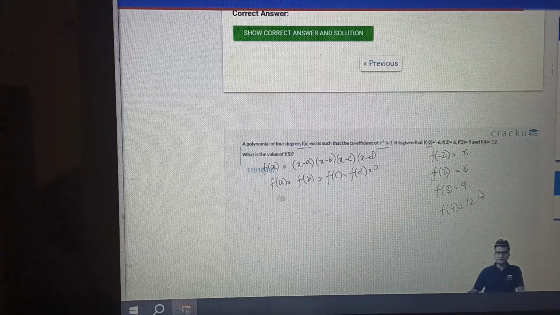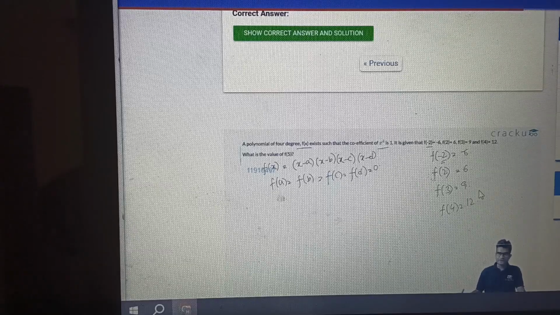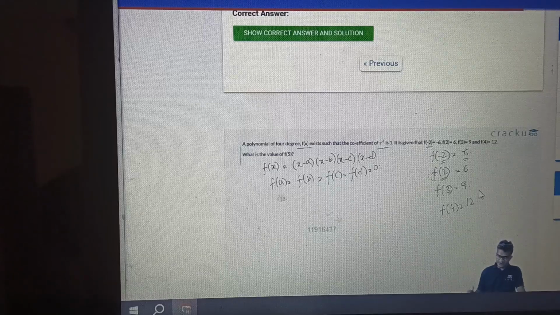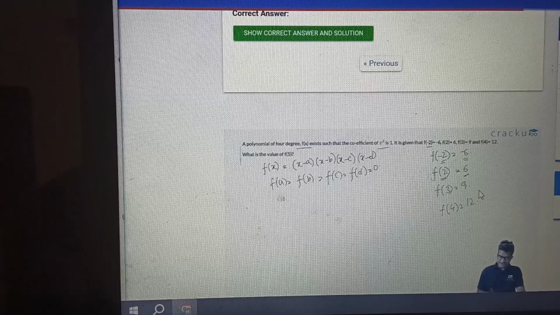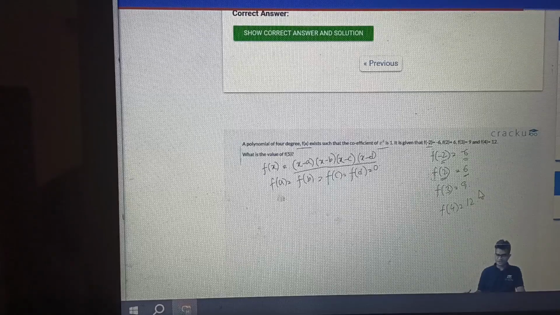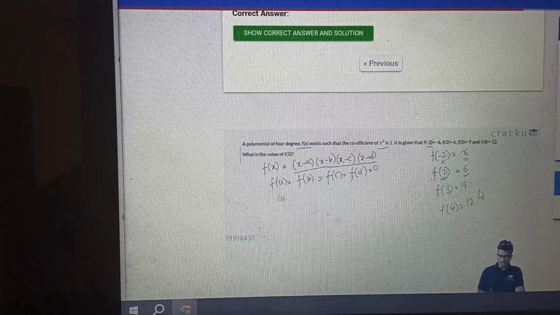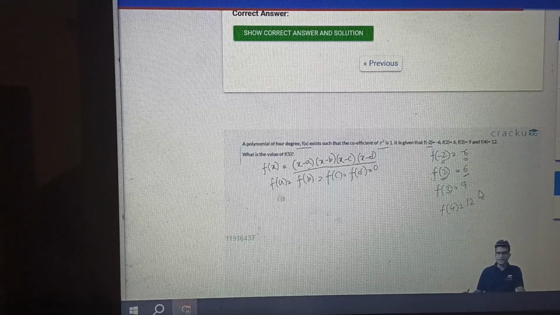One crude way of solving this is by substituting the value of x to be equal to minus 2 and then equating that to minus 6, substituting the value of x to be 2 and equating (x minus a)(x minus b)(x minus c)(x minus d) to 6, and so on. So you'll get 4 equations and 4 unknowns. The unknowns are a, b, c and d, and you try to solve it.